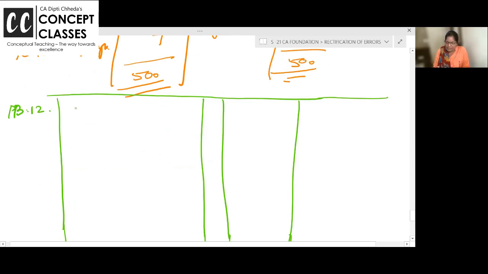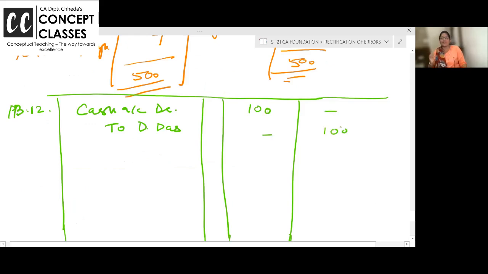First entry. Cash is received but not recorded. So you record it. Cash account debit to Didas. Because money is received from the party, but you missed recording, now record it. Being the amount received. Let us write the narration today, so it will be clear and you will get some practice. Being amount already received.